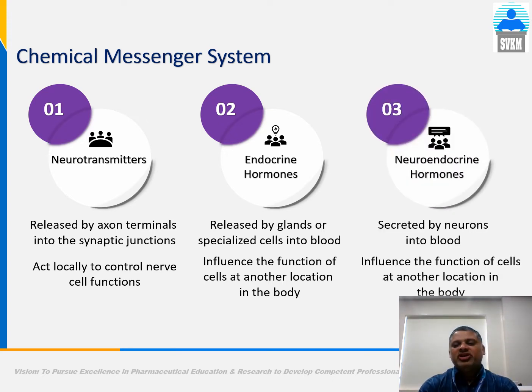The third example is the neuroendocrine hormones. These are chemical messengers released by neurons, particularly into the blood. In comparison, neurotransmitters are released by neurons, and endocrine hormones are released by glands into the blood. But neuroendocrine hormones are released by neurons into the circulation or blood, where they influence the functions of cells at another location in the body, as endocrine hormones do.